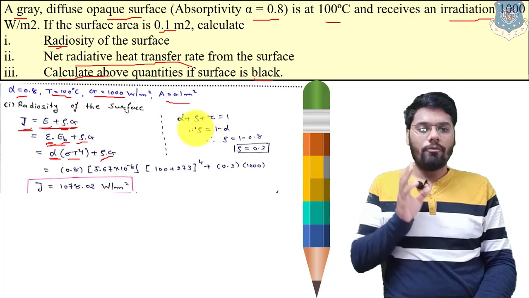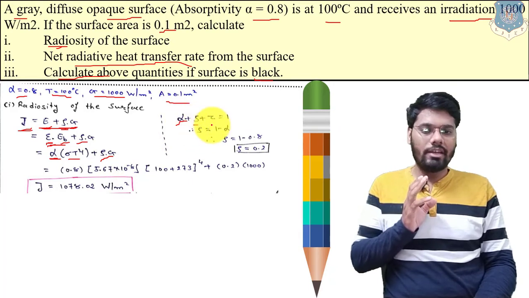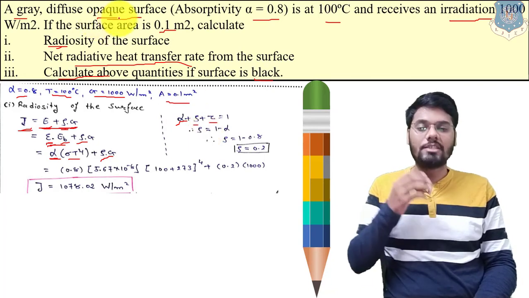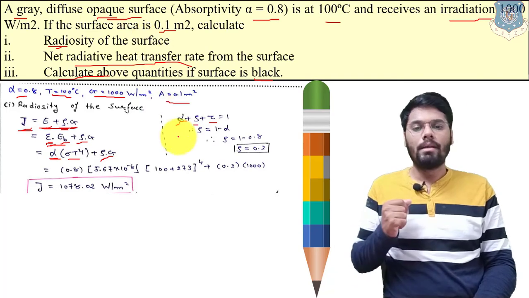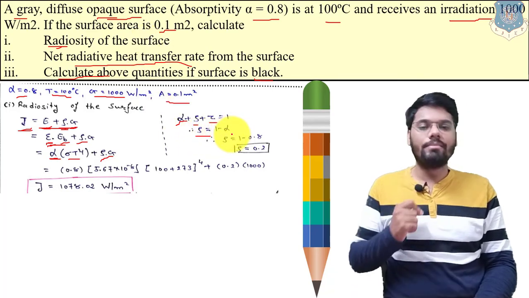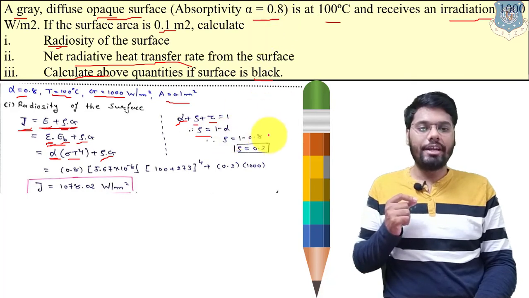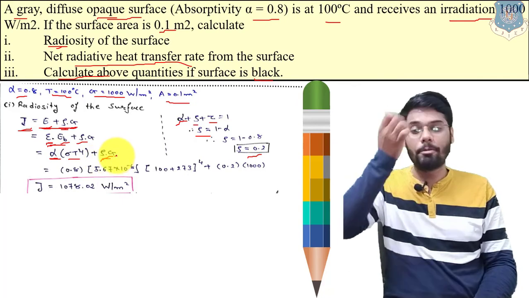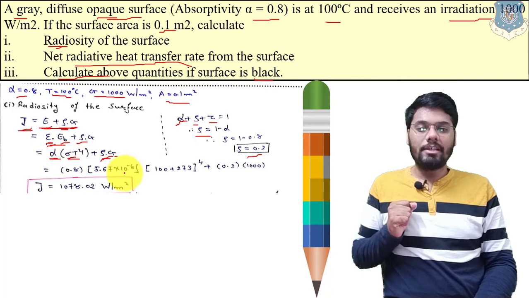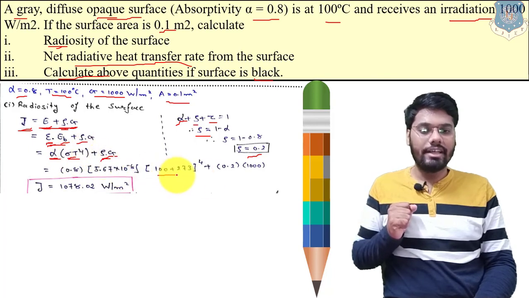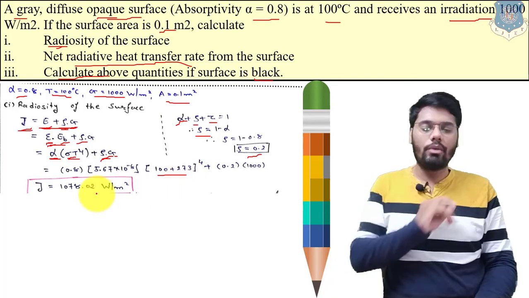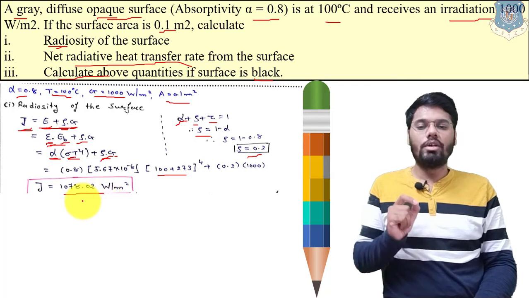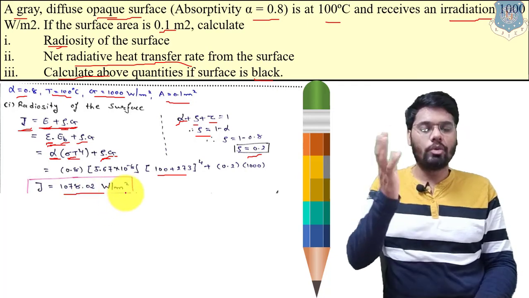Done. Now for any body, absorptivity plus reflectivity plus transmissivity is equal to 1. This body is an opaque surface, so transmissivity tau is equal to 0. So rho is equal to 1 minus alpha, and here the value of alpha is 0.8, so rho is equal to 0.2. Putting rho as 0.2, G as 1000 watt per meter square, alpha as 0.8, sigma as 5.67 into 10 raised to minus 8, and temperature as 100 degrees Celsius plus 273 to convert it into Kelvin, by calculating we get the radiosity J equal to 1078.02 watt per meter square.